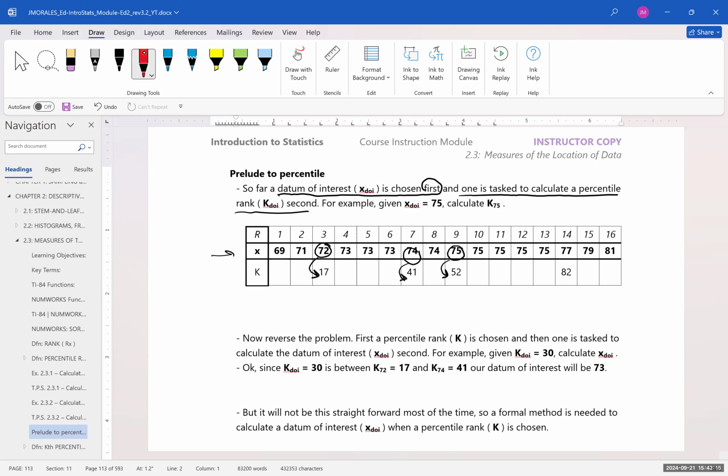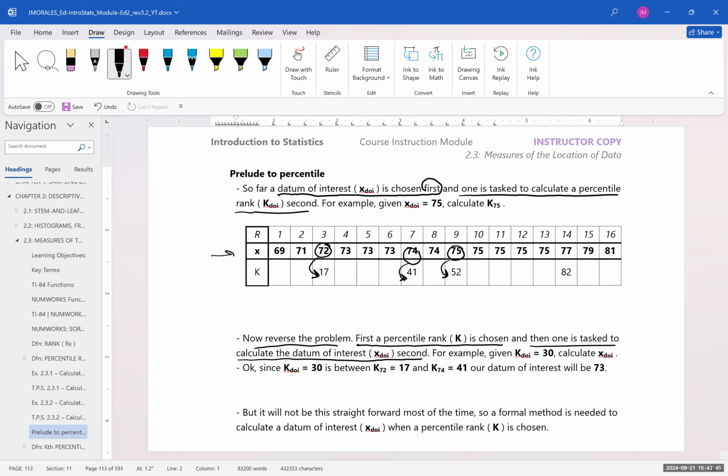But now we're going to be doing things in reverse. Now you're going to be starting from a percentile rank and calculating a datum of interest associated with it. So we're going to be going in the opposite direction. Okay, so now reverse the problem. First, a percentile rank is chosen, and then one is tasked to calculate the datum of interest second.